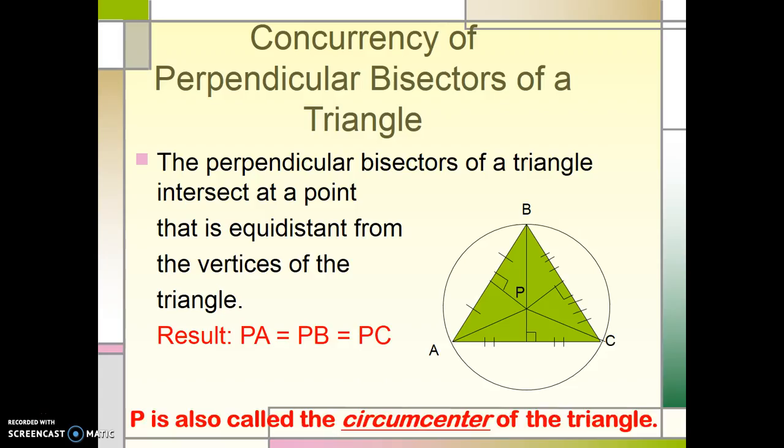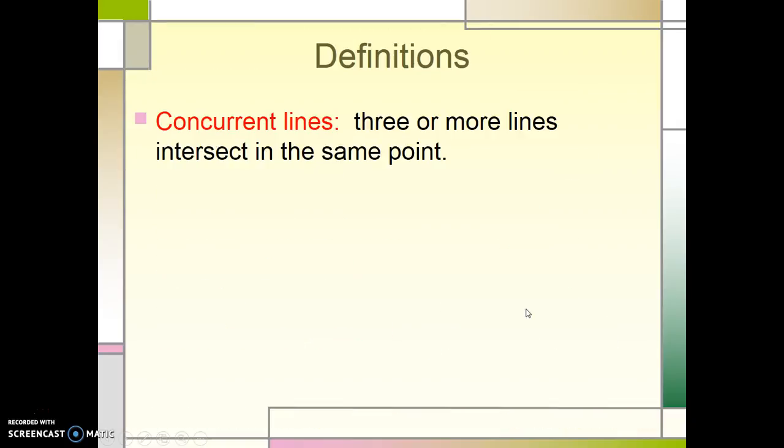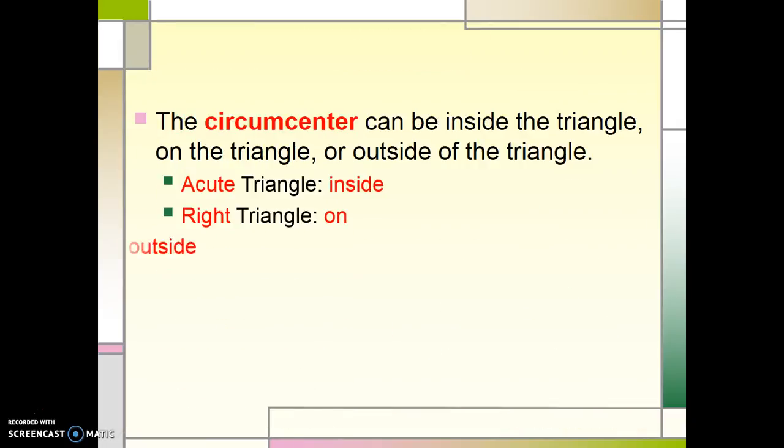Now let's go back to our example. What kind of triangle is this? Well, all the angles are acute. It's not a right triangle or an obtuse triangle. So where's the point of concurrency? It's inside the triangle. So for acute triangles, it says inside the triangle. You can see that matches up. That's a good thing.